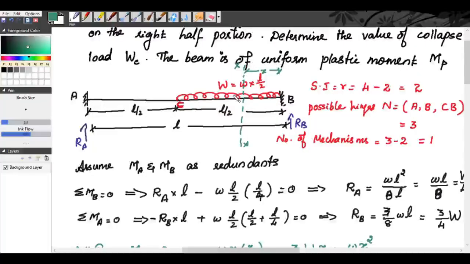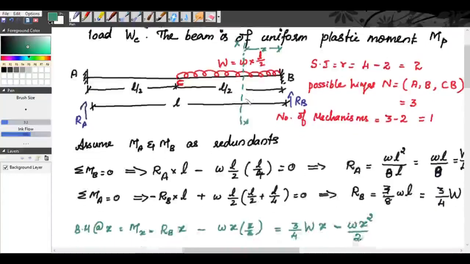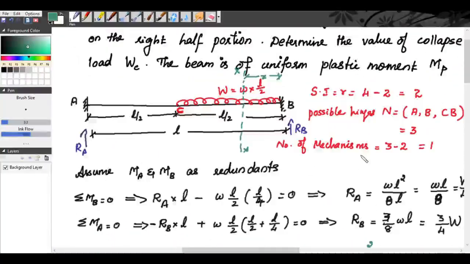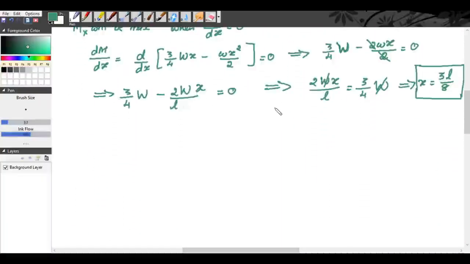That means a hinge will be formed at a distance of 3L by 8 from B. Okay, at a distance of 3L by 8 you will have a hinge. So we have only one possible mechanism. Number of possible mechanisms is 1. So how will that mechanism be? At A you will have a hinge, at B you will have a hinge, and at a distance of 3L by 8 from B you will have a hinge. So we will draw the mechanism now.